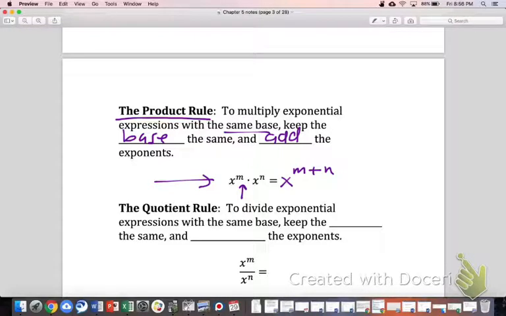The next one is the quotient rule. So in this one, we are going to be dividing exponential expressions with the same base. In this case, once again, we are going to keep the base the same, and instead of adding the exponents, we are going to subtract the exponents. Okay, so you can see down here we have a quotient. We're dividing two bases, the same base, both x's. So in this case, we're going to subtract the exponents. We always subtract top minus bottom, so it'd be x to the m minus n.